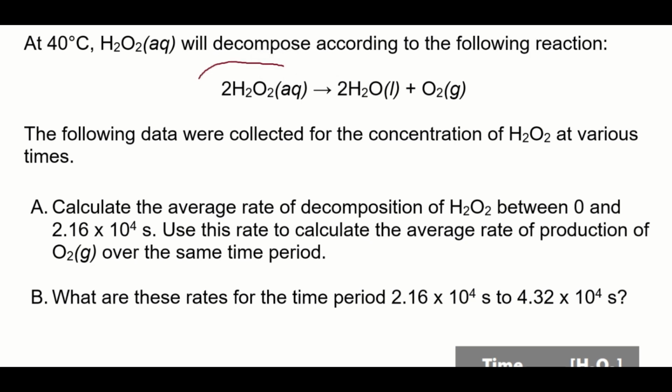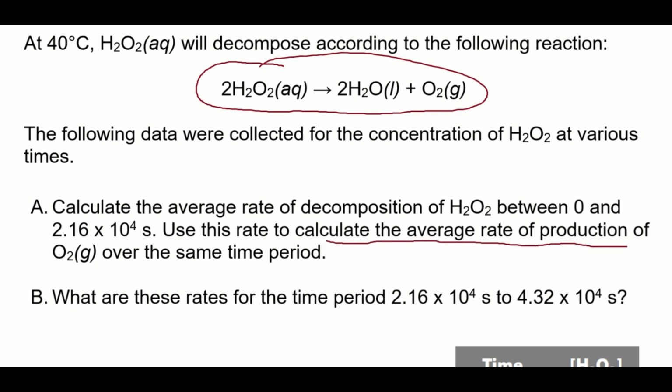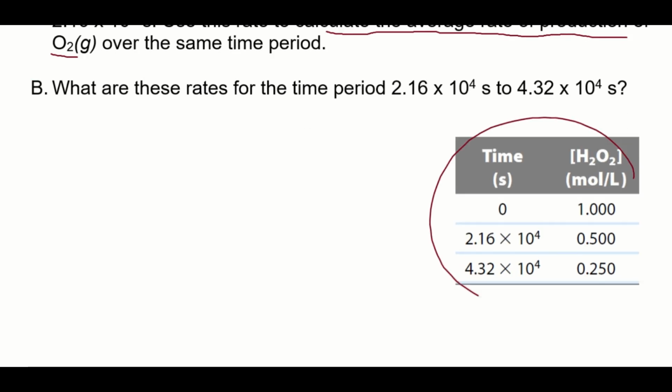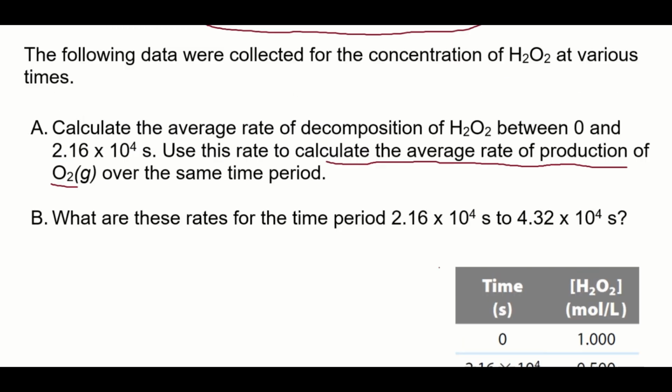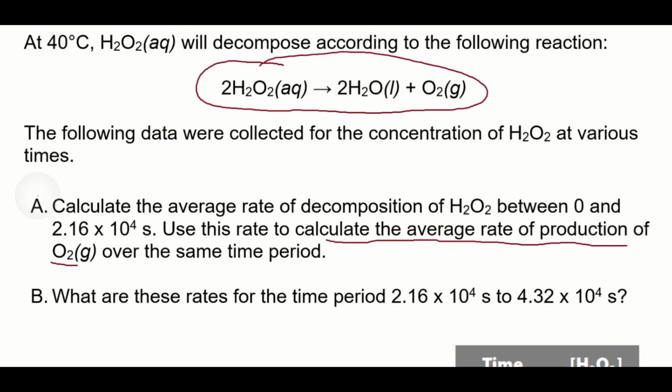We're given the equation for the decomposition reaction of hydrogen peroxide, and we're asked to calculate the average rate of production of oxygen over a period of time. We're given a data table here. I just moved that over so I don't have to keep scrolling up and down. All right, let's work on part A.